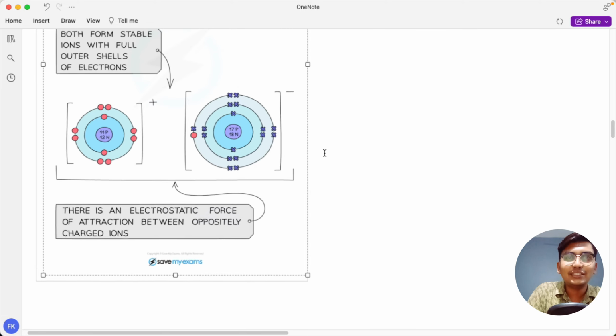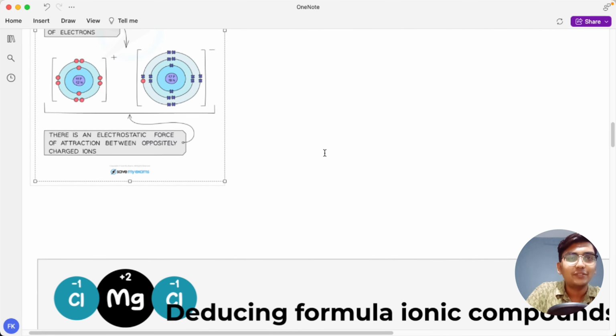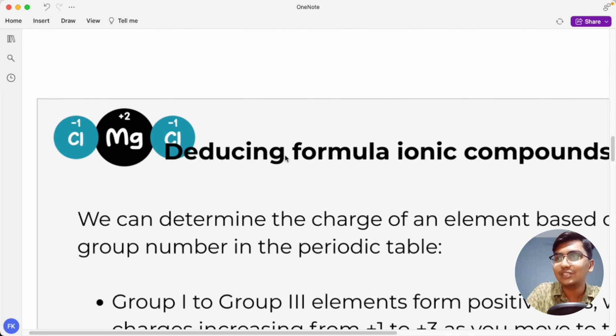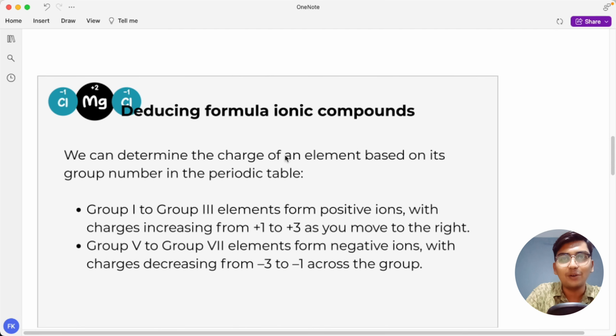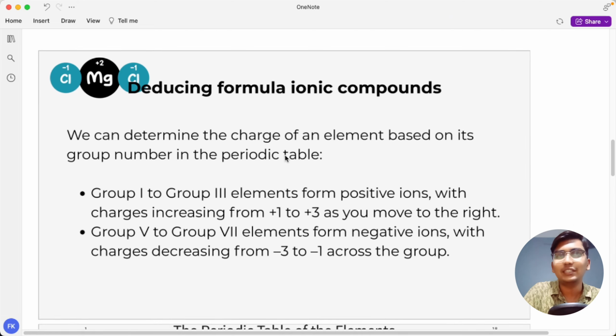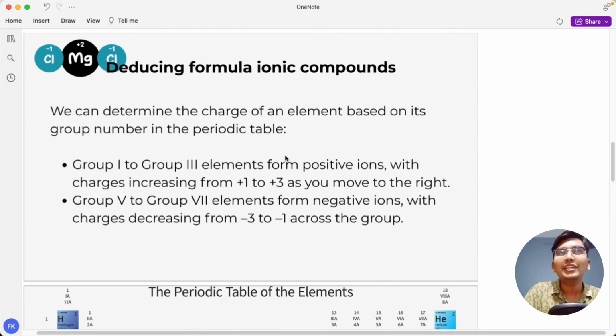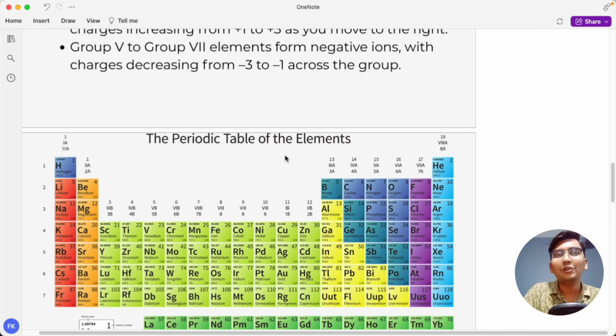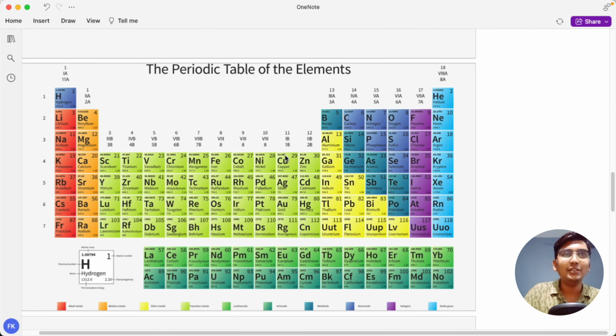Now let's move on to deducing the formula of ionic compounds. We can determine the charge of an element based on the group number in the periodic table. What does this mean? If you look at the periodic table, group 1 elements always lose 1 electron. Group 2 loses 2 electrons, forming a 2 plus ion. Group 3 loses 3 electrons.